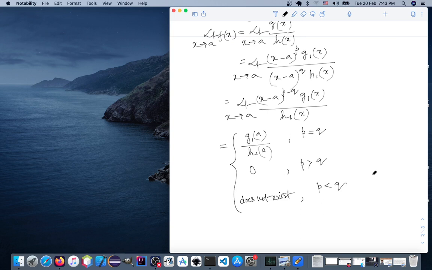Now, if p is greater than q, obviously we will still have a factor of x minus a in the denominator, and when we substitute x equals a, the entire limit becomes 0. So for p greater than q, we have 0. But if p is less than q, we will have x minus a as a factor in the denominator, which will make the entire limiting value of the form 1 by 0, which is infinity. So in that case the limit will not exist. So let's try some problems.